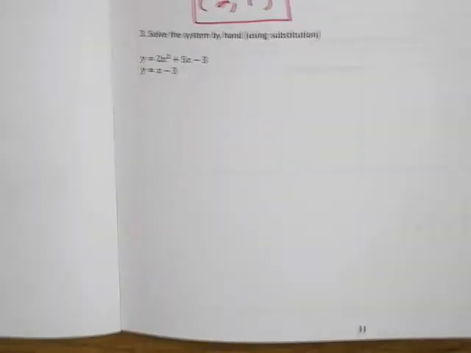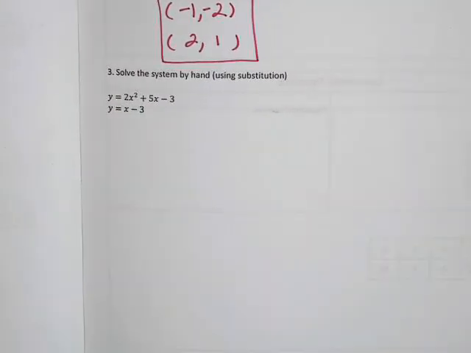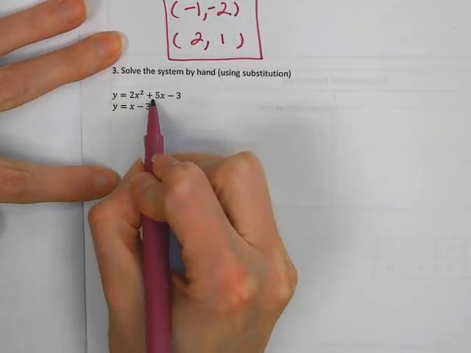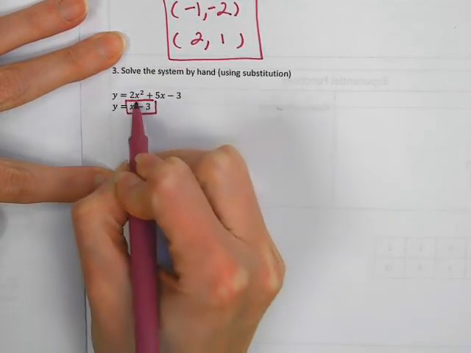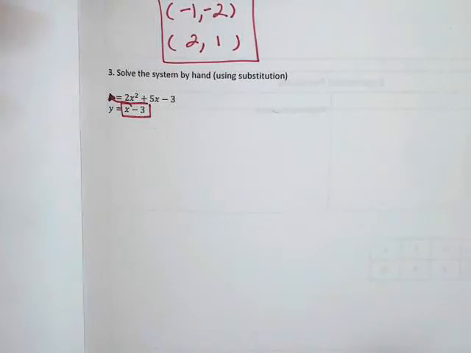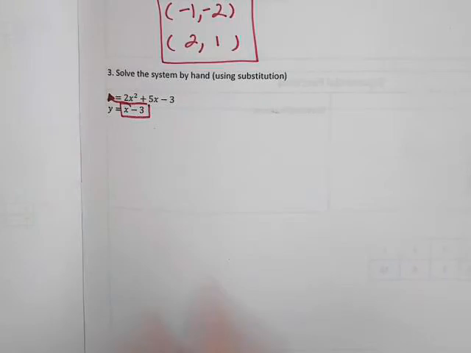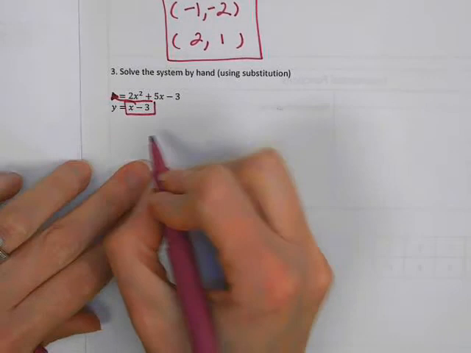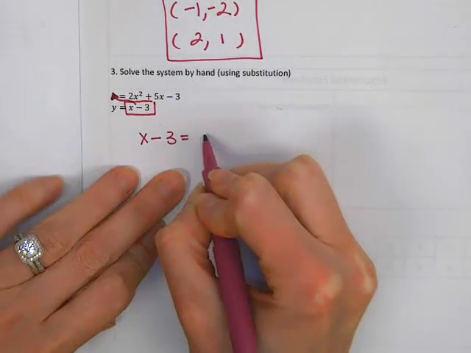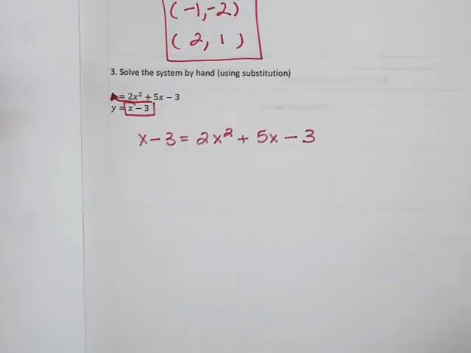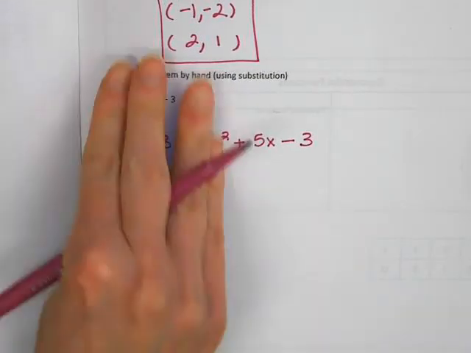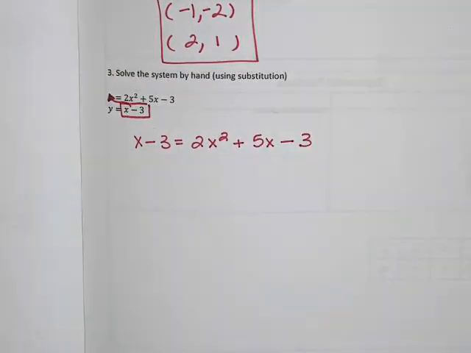All right, now the one that's the most work is solving by hand. And this is where we use substitution. So remember this. If y is x minus 3, then wherever you see a y in the other equation, you can substitute x minus 3 in its place. So I'm going to do that substitution, and now I'm at x minus 3 equals 2x squared plus 5x minus 3. And now you guys get everything to one side, factor, and solve.